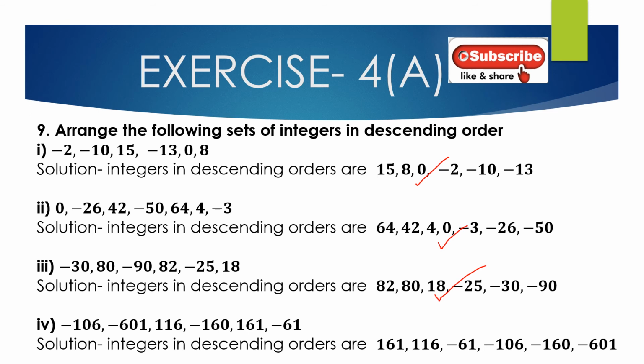Fourth bit, minus 106, minus 601, 116, minus 160, 161 and minus 61. Integers in descending order are, first is the greatest integer, that is 161, the greatest integer in this set of integers, then 116. Then negative integers are minus 61, then minus 106, then minus 160, then minus 601. Minus 601 is the smallest integer in these sets of integers.